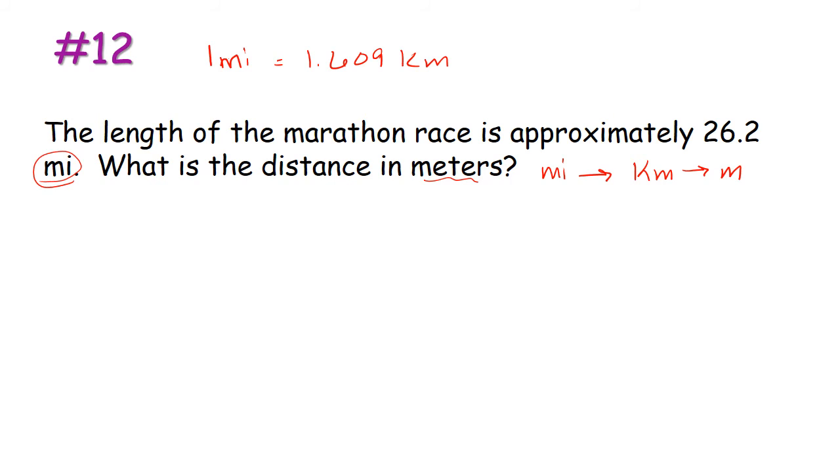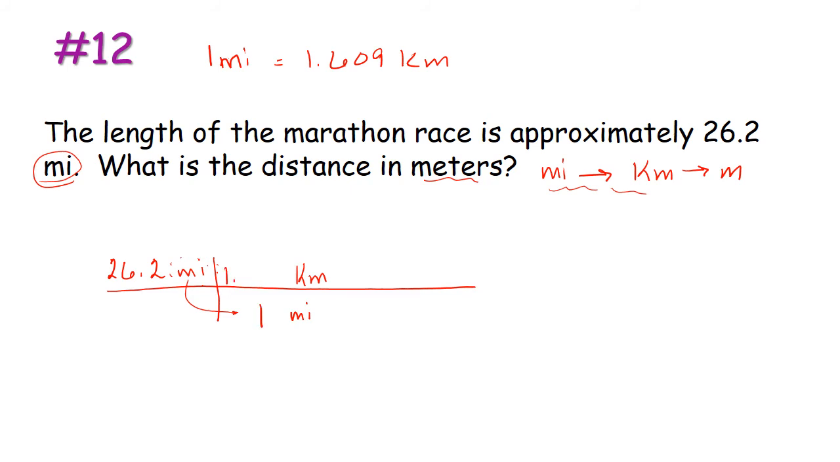Okay, good deal. So let's start off with what's given. 26.2 miles. I'm going to draw this line thing. That's my fraction bar, now a multiplier bar. And you're going to take this miles and chase it down. Miles. And this plan says we can convert from miles to kilometers. And 1 mile is 1.609 kilometers. That makes the miles cancel out. Now we're going to take this kilometers and chase it down here, kilometers, to meters.